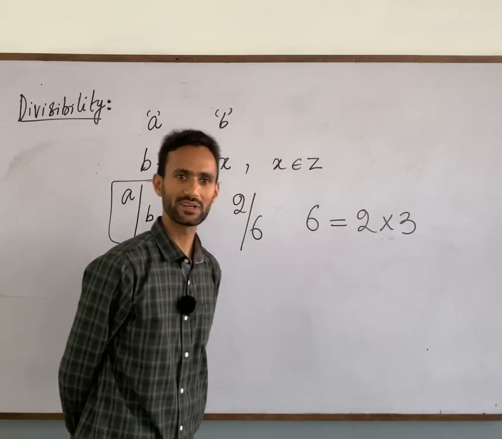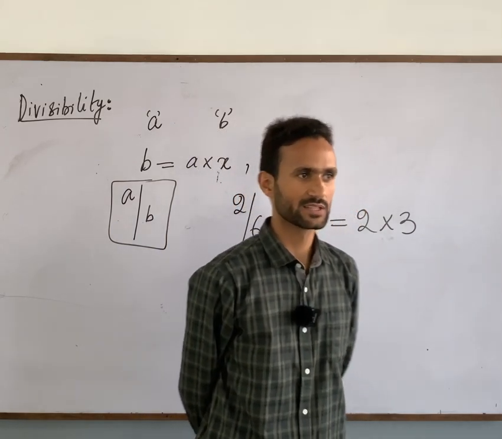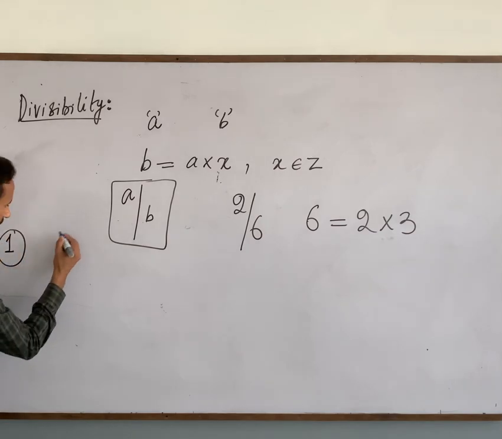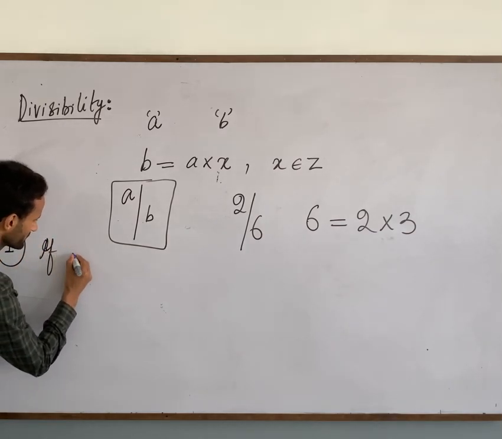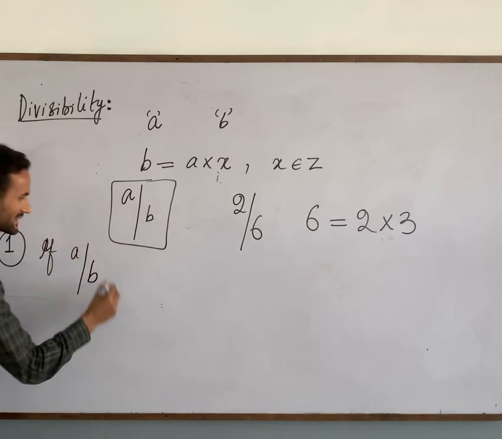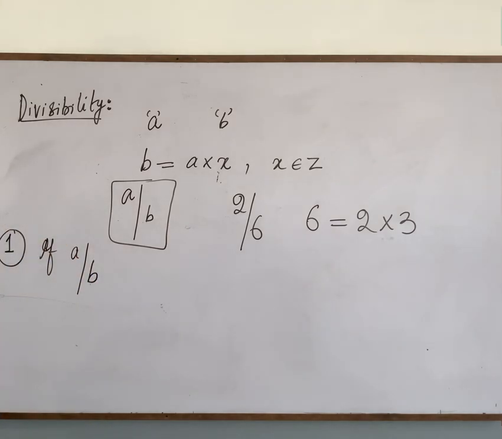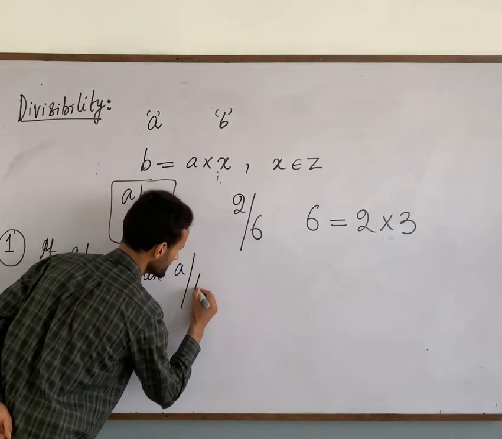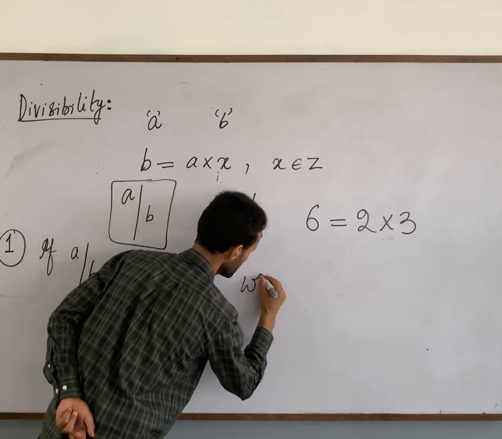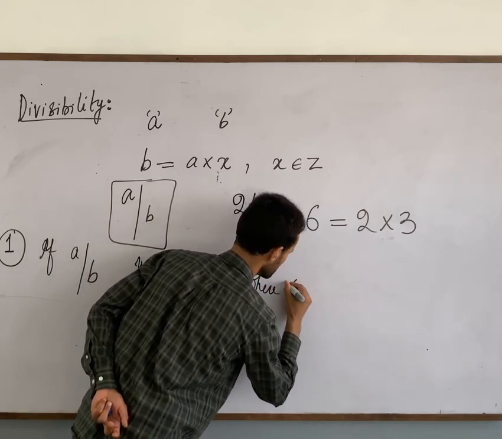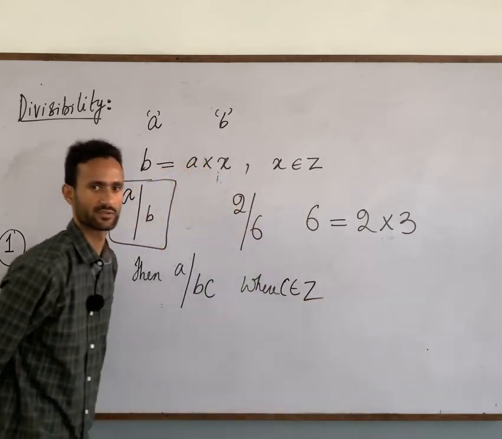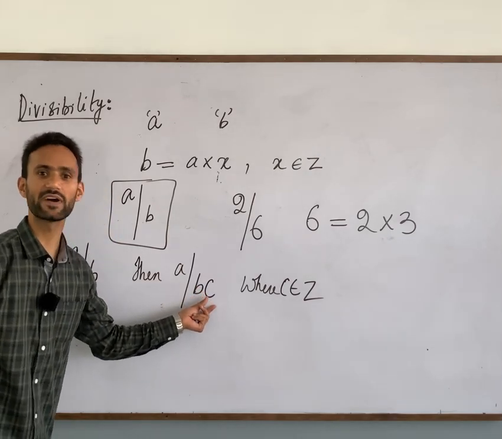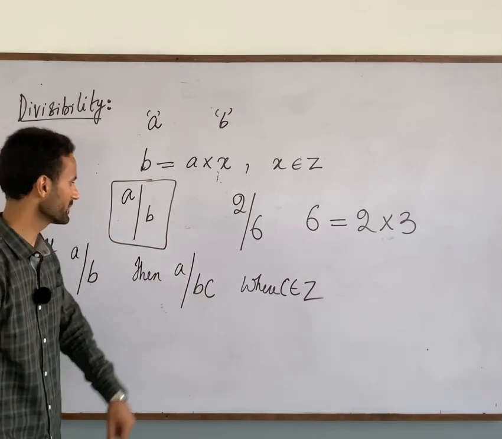Now there are some properties related to the divisibility of integers. The first property is: if a divides b, then a divides bc, where c is also an integer. That means if a divides b, then a should also divide bc, right? Now let us see this.